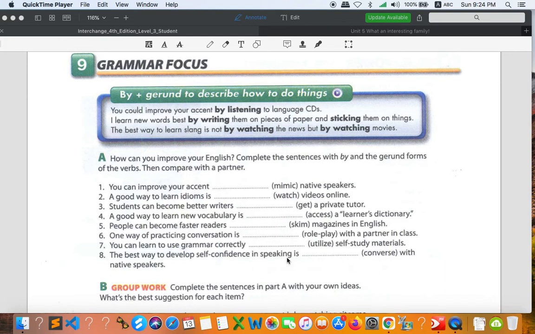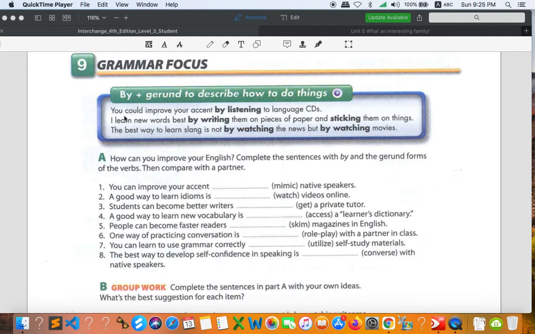Yeah, but it's considered to be a grammar point. Okay, so right here: by plus gerund to describe how to do things. In order to talk about the process of doing a certain thing, we use by plus gerund. Okay, nothing else. So when you see by, it should be by plus noun or by plus gerund, but in this case we're going to focus only on the gerund, verb plus ing.